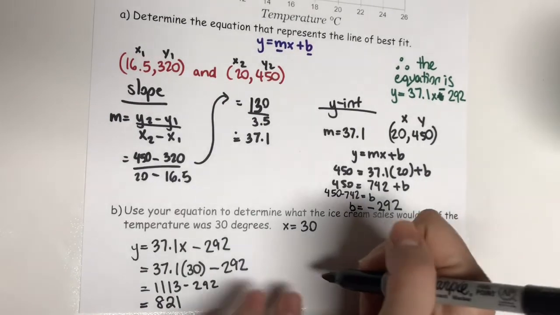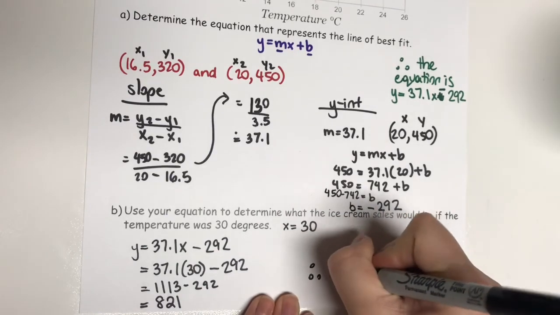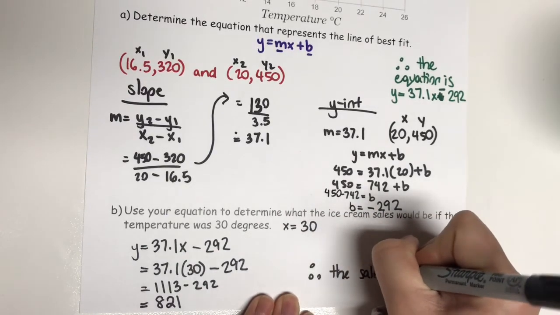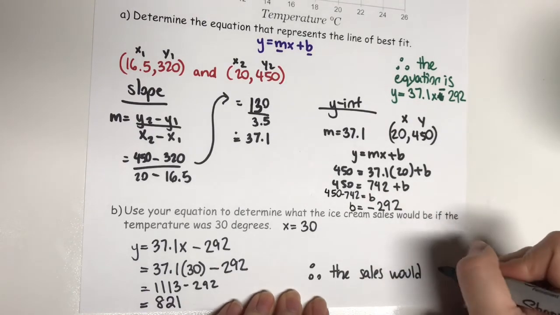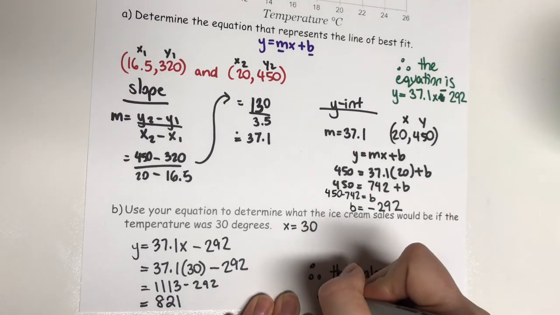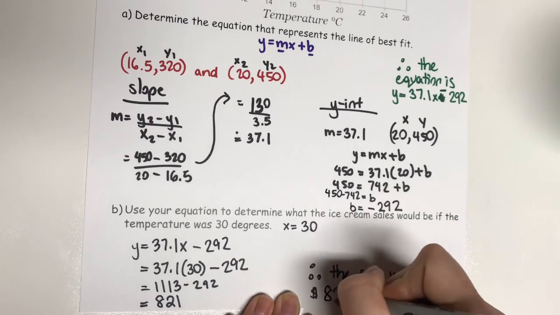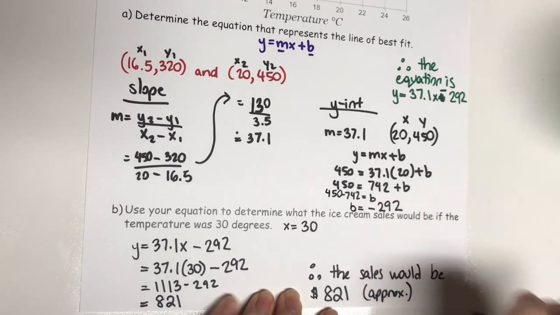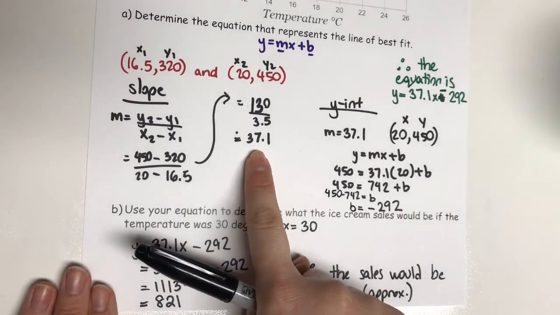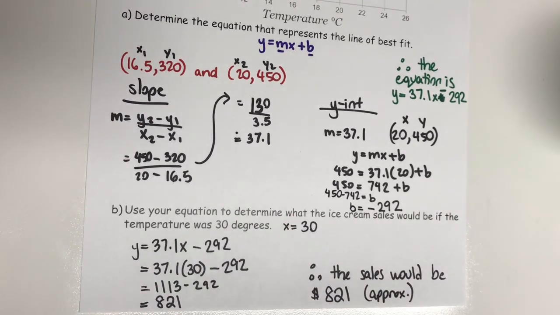So therefore, the sales would be $821 approximately. And it's approximate because we had rounded this value up here, so it's an approximation.